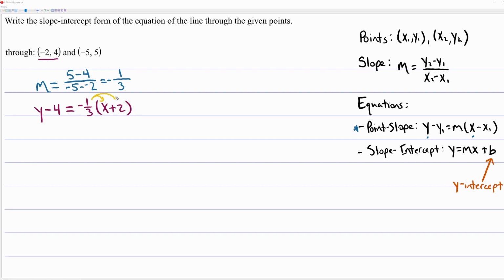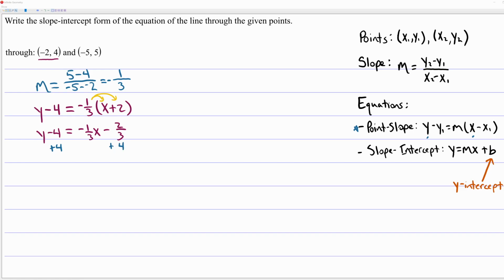So I'm going to use the distributive property first, and we'll do this in 2 steps. So let's use the distributive property. We have negative 1/3 x. Negative 1/3 times 2, that's negative 2/3. And now to finish the algebra, we're going to add plus 4 to both sides. We're trying to get y by itself.